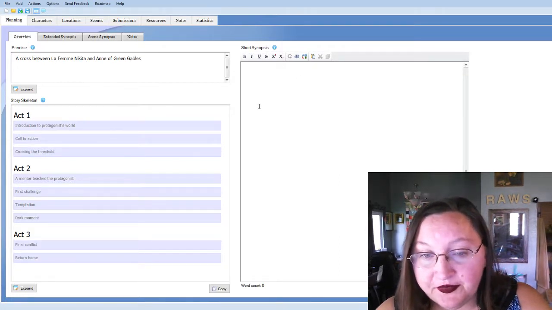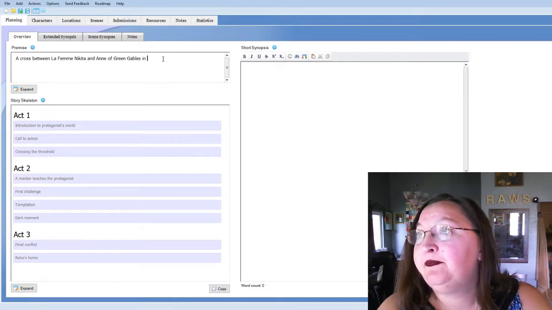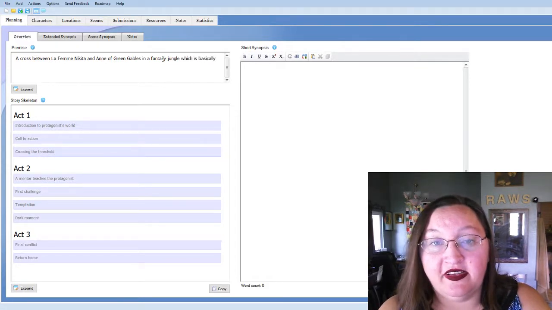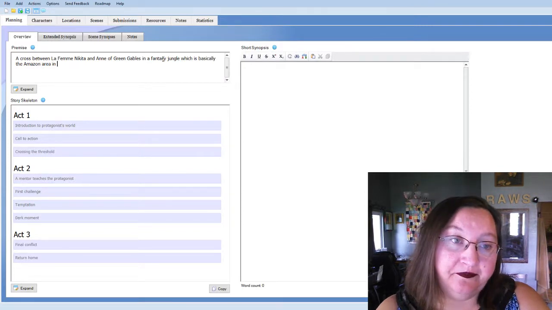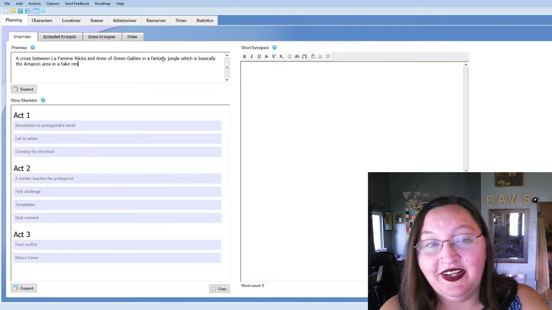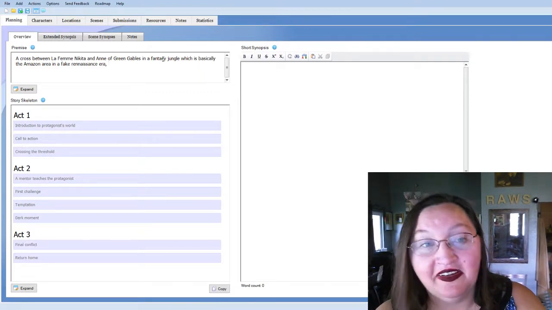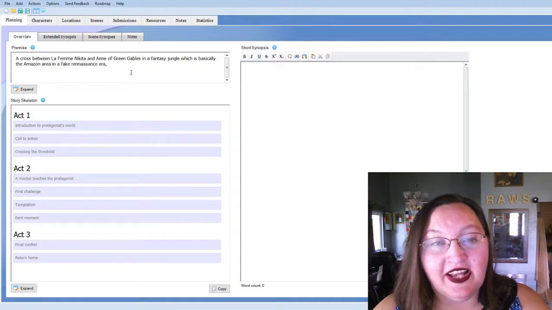And what was the situation? This includes setting and external forces like Earth in 2050. In a fantasy jungle, which is basically the Amazon area, in what time period? Fake Renaissance era. I have no idea how to spell Renaissance without looking it up, so I'm just going to leave it there. That's a first draft of the word Renaissance. A cross between La Femme Nikita and Anne of Green Gables in a fantasy jungle, which is basically the Amazon area, and a fake Renaissance era.